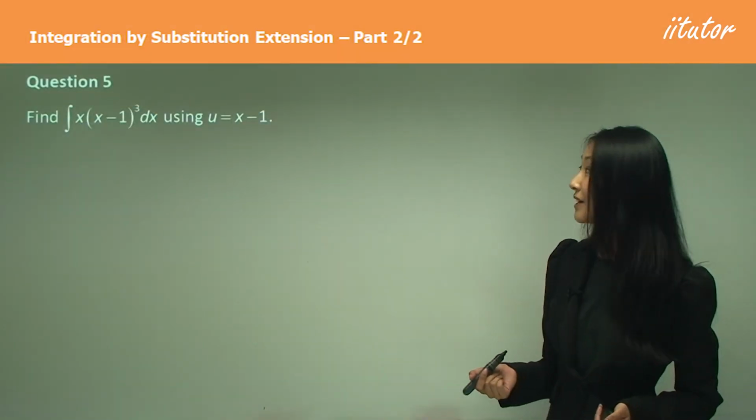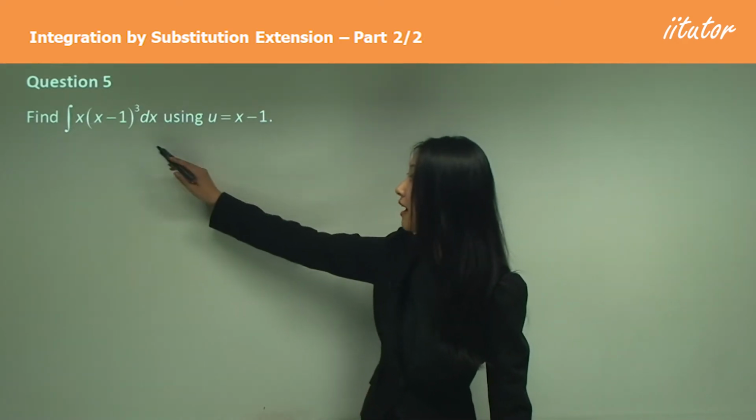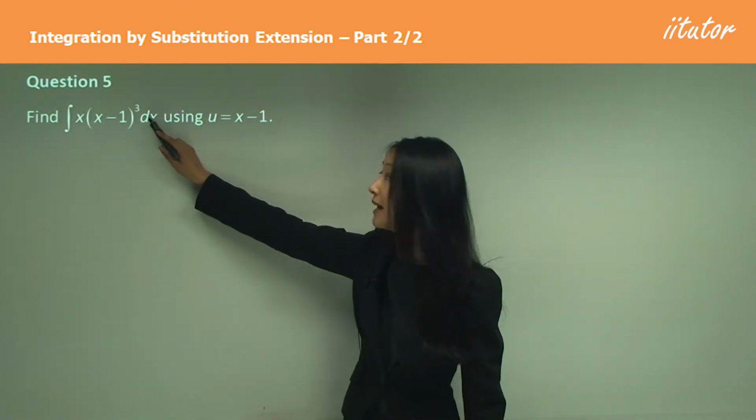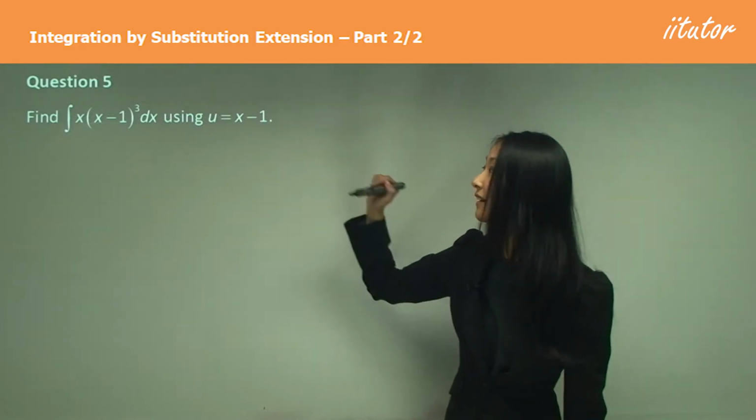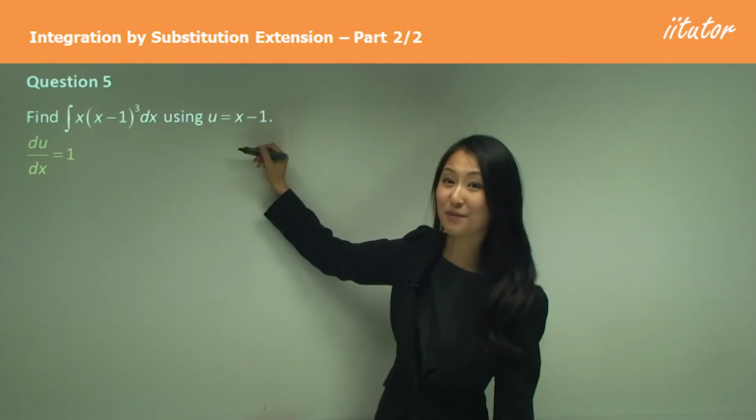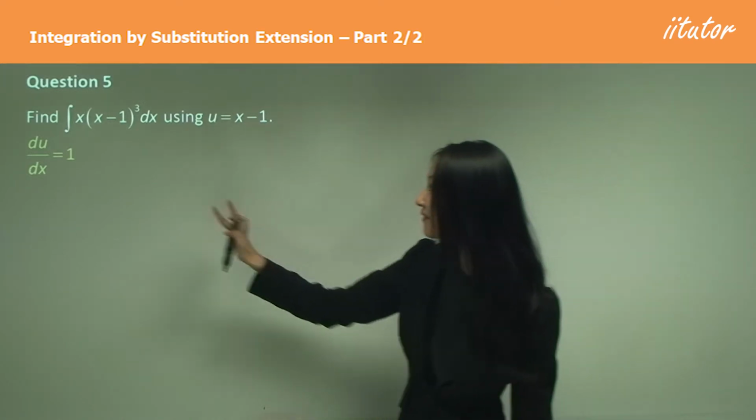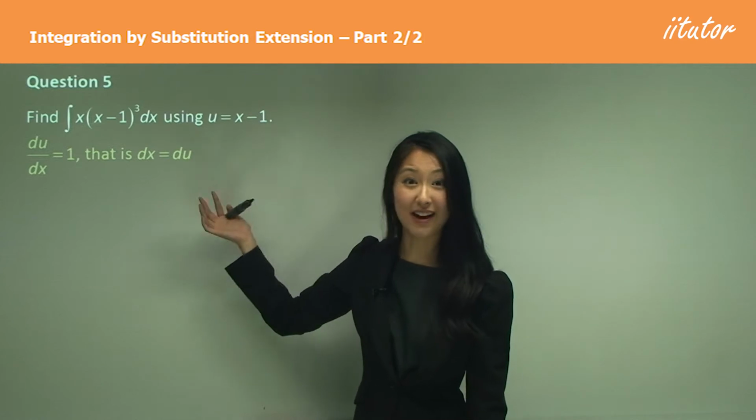So here in question 5, we want to find the integration of x times (x minus 1) to the power 3, and we're using u equals x minus 1. First thing, we find du on dx, and that x just becomes 1, the minus 1 disappears. If I switch those two, I just get dx equals du, very simple.